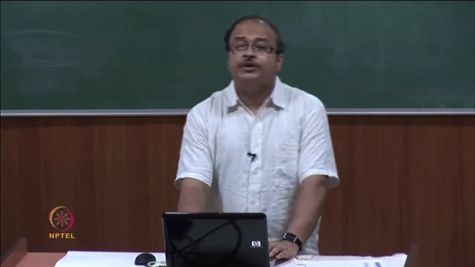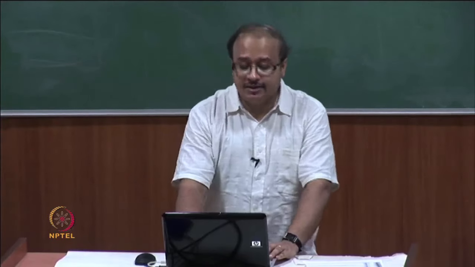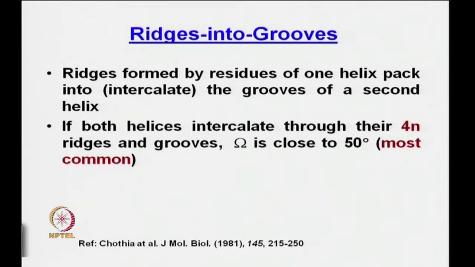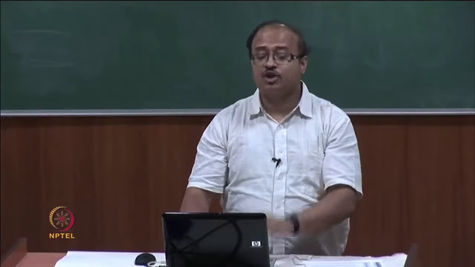Now, the ridges formed by residues of one helix pack or intercalate into the grooves of a second helix, obviously. The ridge of one cannot fall on the ridge of another, so it has to fall into the groove where you have the vacant space. If both helices intercalate through their 4n ridges and grooves, then this angle is close to 50 degrees. Remember this angle we talked about, this is the most common one.